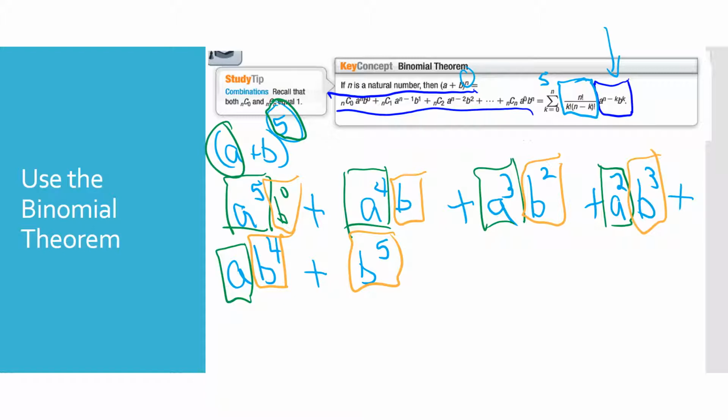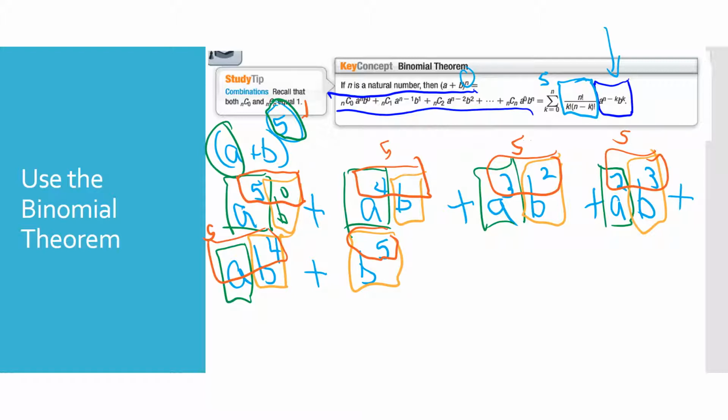Now, one other pattern is existing. If I look at the powers of the two variables in each of these expressions, well, here I got 5 plus 0, well, that equals 5. And here I got 4 plus 1, that equals 5. And 3 plus 2, that equals 5. 2 plus 3 equals 5. 1 plus 4 equals 5. And finally, I end up with just b to the 5th.